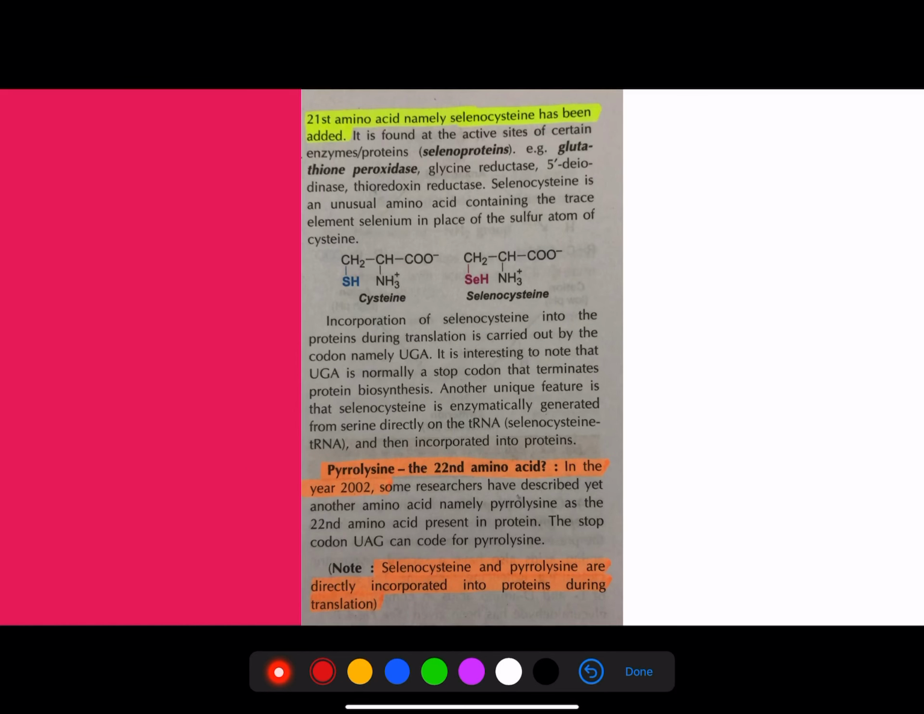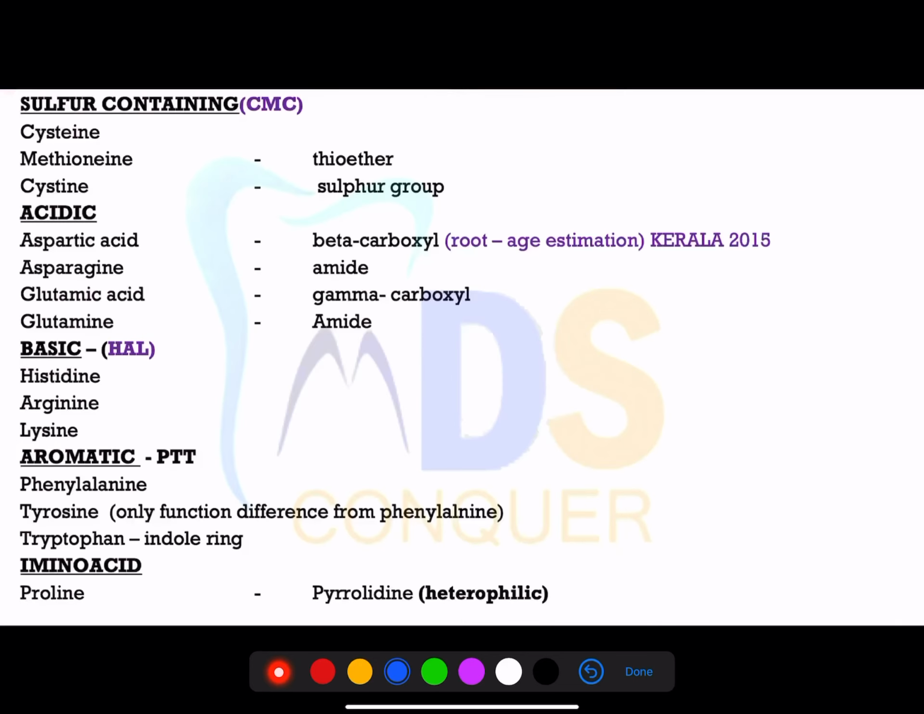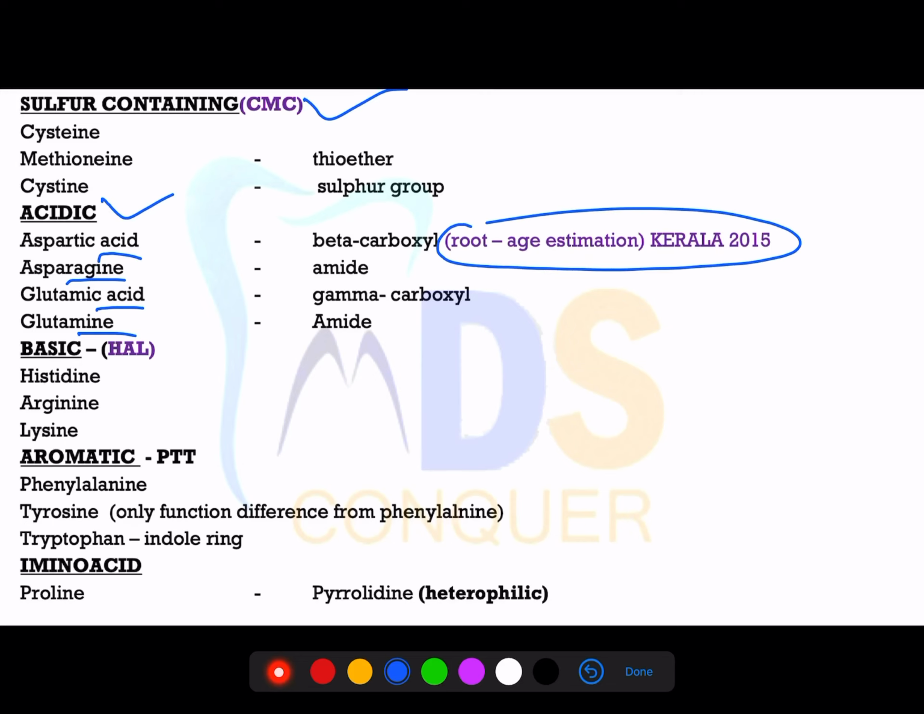What is the 21st amino acid? What is the 22nd amino acid? What are the uses of this? To make a note: sulfur-containing amino acids, CMC, and acidic amino acids will have all the acids in it. And please make a note, this aspartic acid is helpful in the root AS estimation, which is given in one of the examinations.